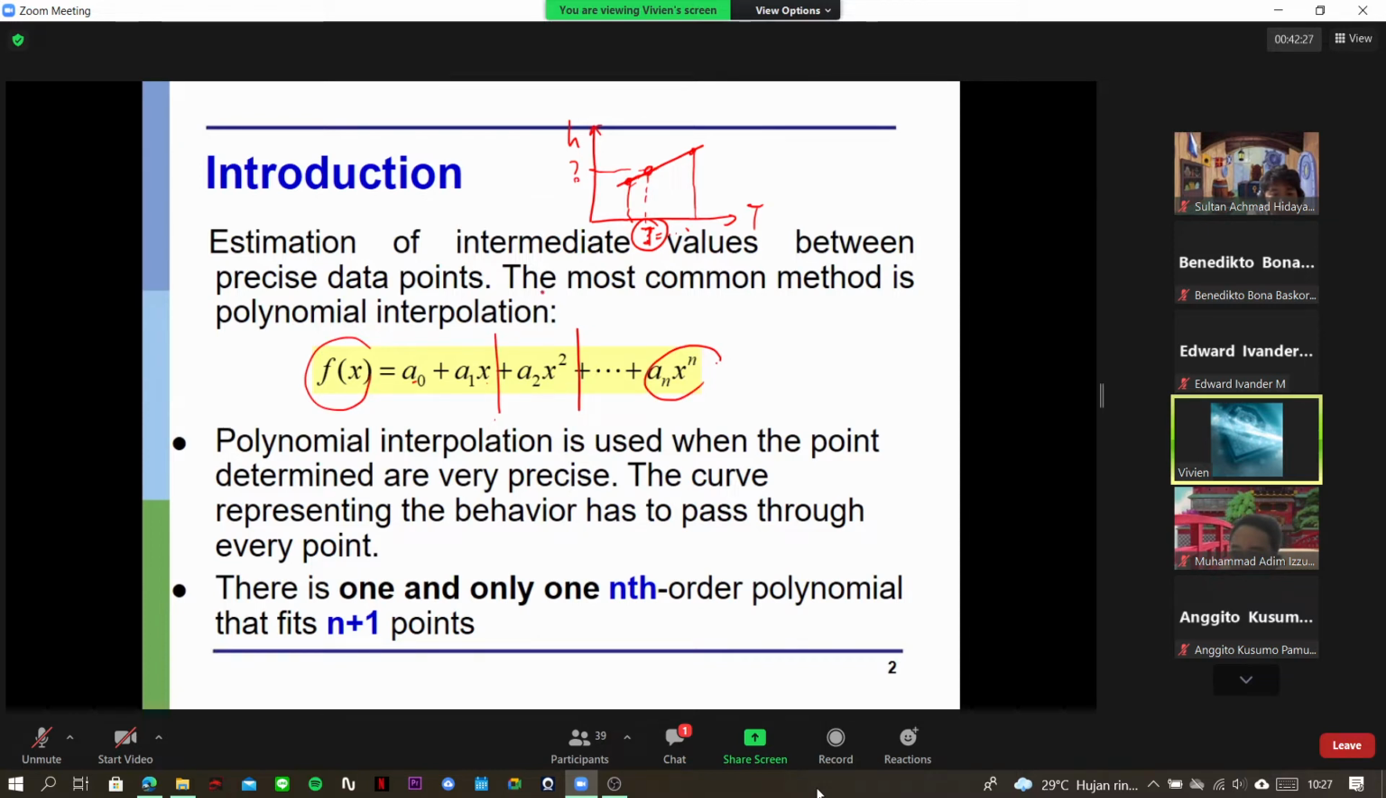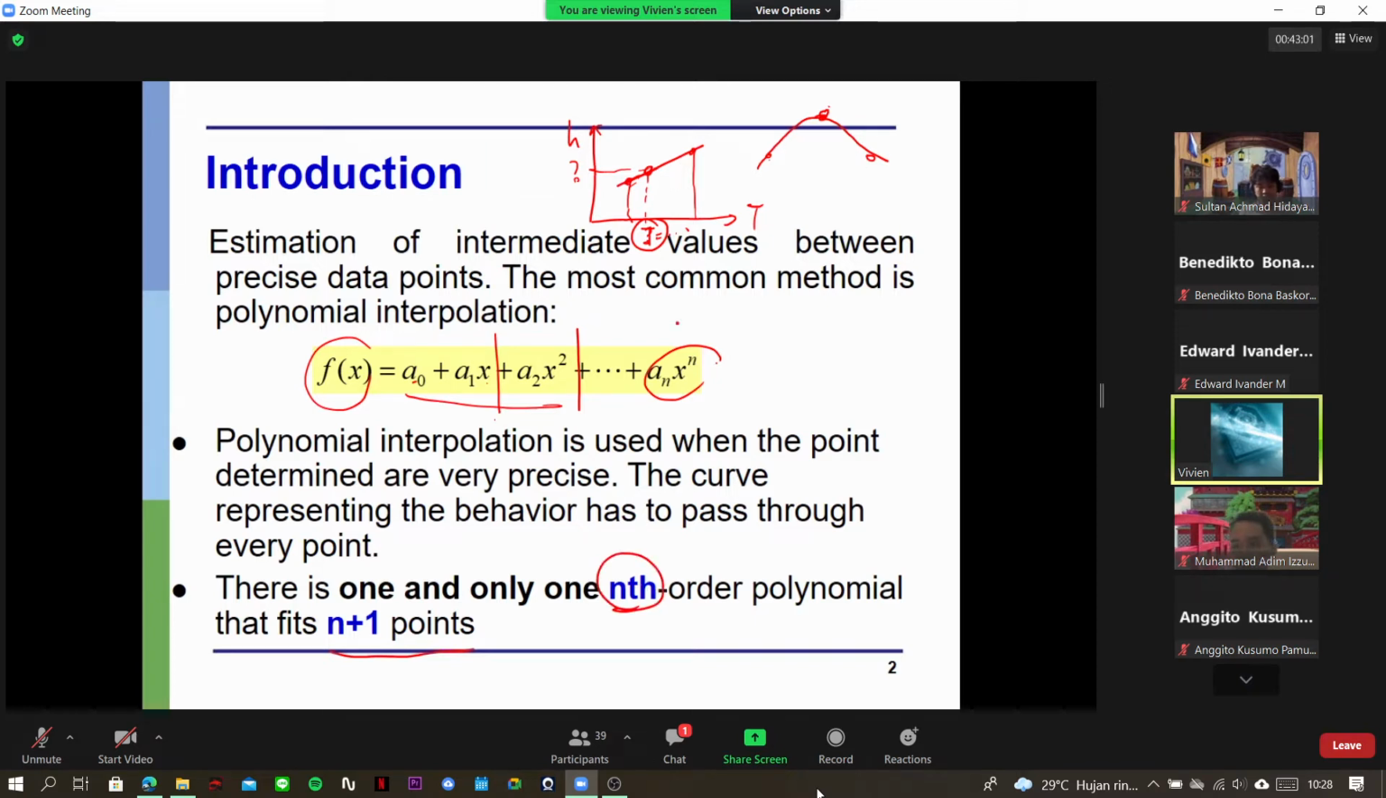When we want to find the quadratic equation, it means that we need more information. If we want the quadratic approach, we need at least 3 points, when we want to get a curve, a quadratic equation. So we see here that if we have n plus 1 points, the highest order will be the nth order.